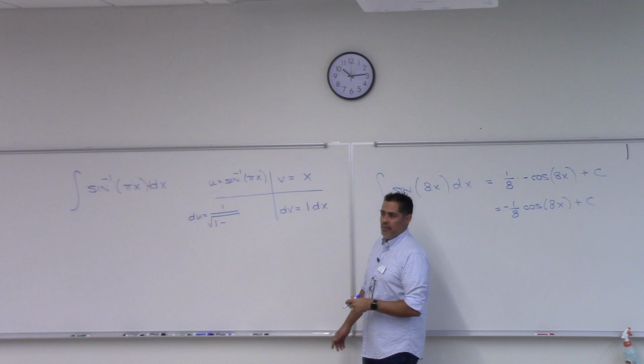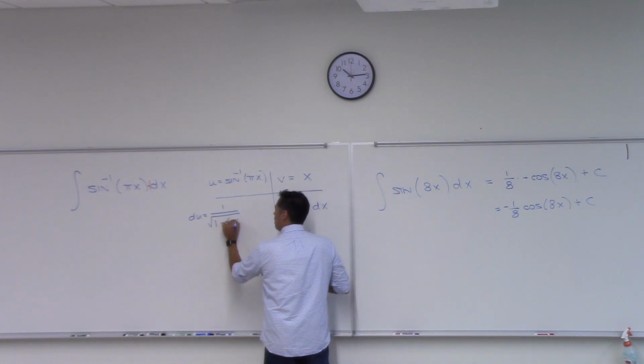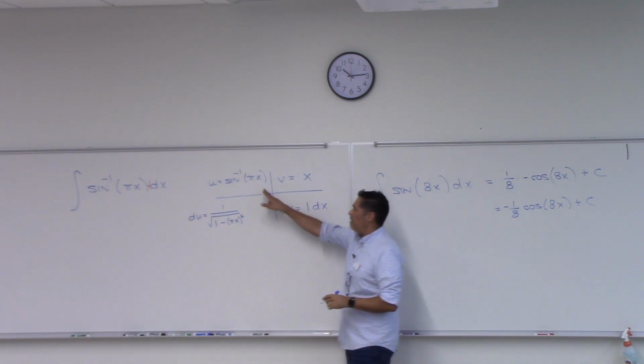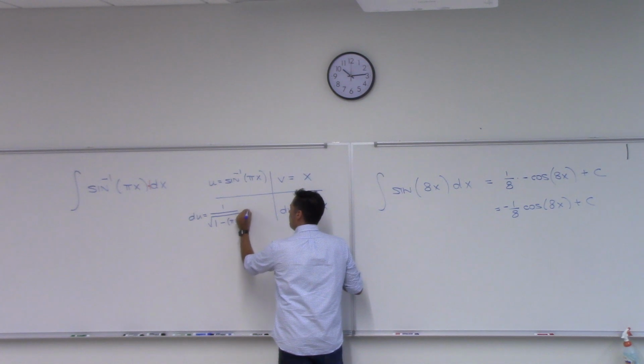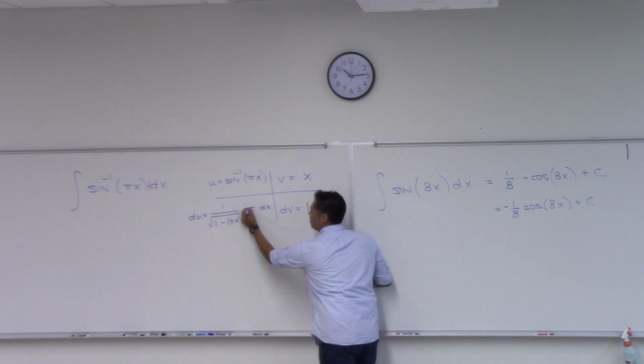But what do we have? We don't have x, we have pi x. So it's pi x squared, and then you have to finish with the chain rule. What's the derivative of what's inside? Pi, that's a constant, right? Pi dx. Did you all see where everything came from there?